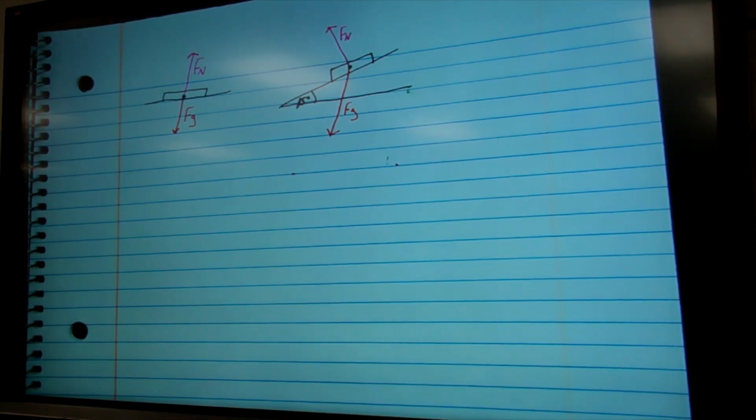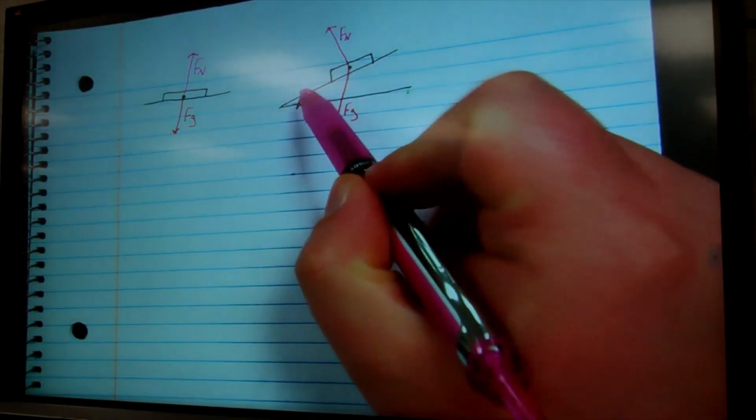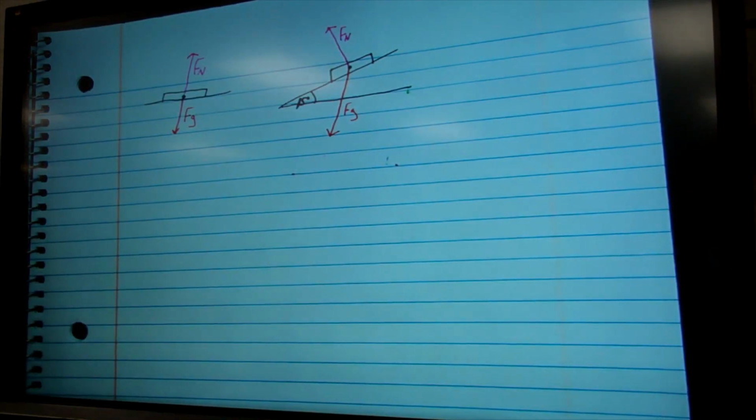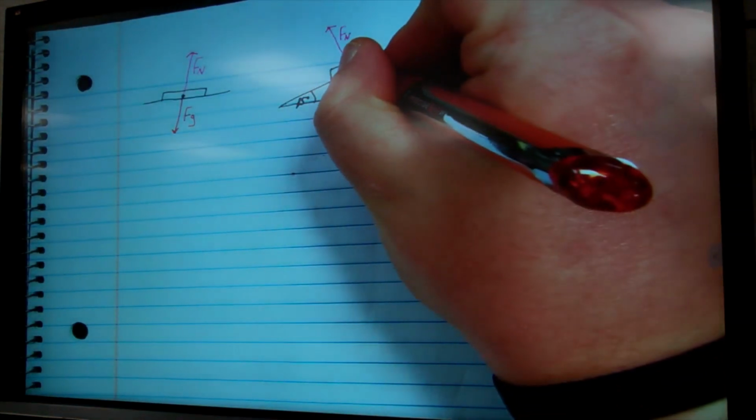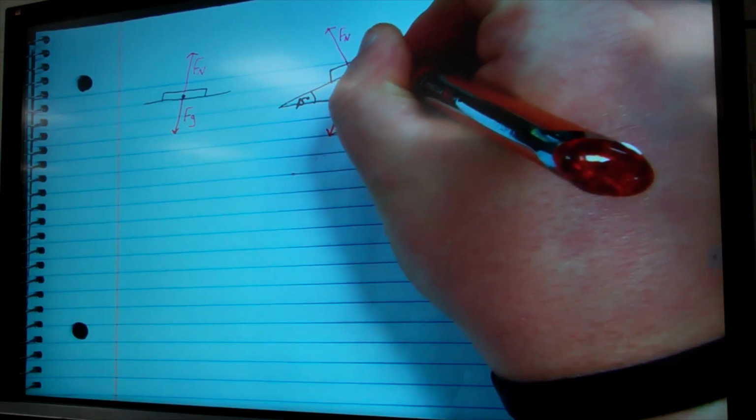So then you have another force going on here: friction. As the problem is set up right now, I'm not applying a force to the book. So what direction does the book want to go? Down the ramp, right? So where's friction? It's in the opposite direction, opposite of motion. Since it wants to go down the ramp, we have force of friction going up the ramp.